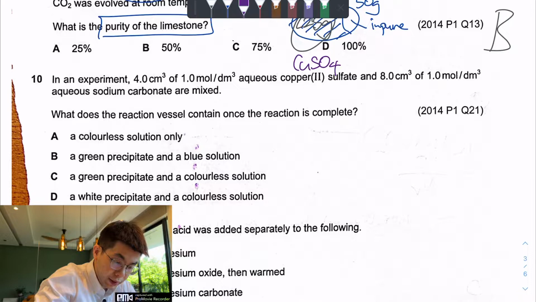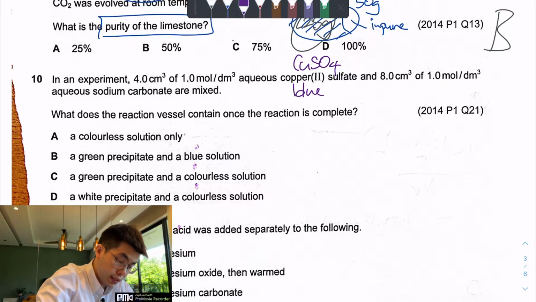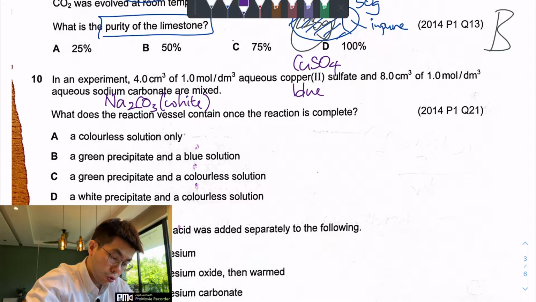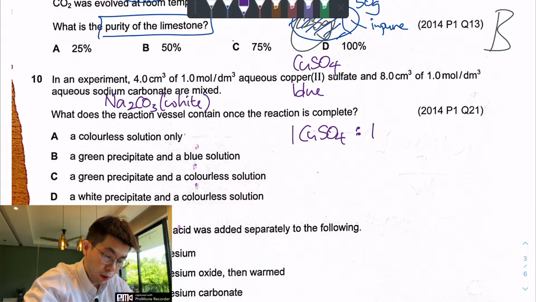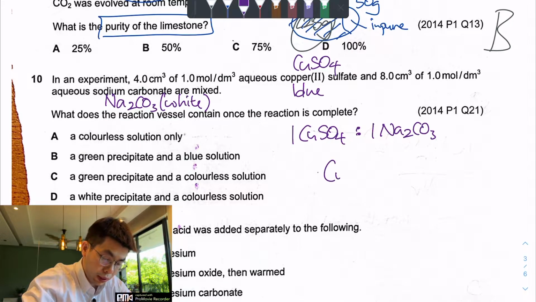CuSO4, and this is blue color. Sodium carbonate is Na2CO3, and this one is white color. So when we mix this together, the ratio is 1 copper sulfate will react with 1 sodium carbonate. Okay, that's what you need to know. You react 1:1, and it will form copper carbonate, and this one is green.